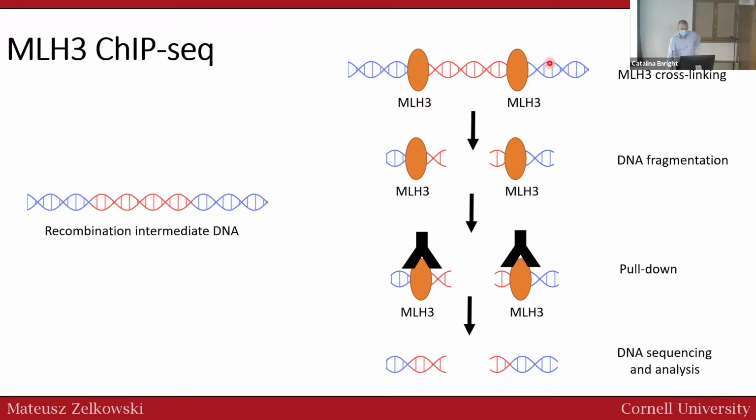The process looks like this. We have the MLH3 on the particular stage. We cross-link this with a cross-linking agent. We do the fragmentation to have smaller fragments. We pull down this with the specific antibodies and release the DNA, and we can figure out where the intermediates were, or where the crossovers are.